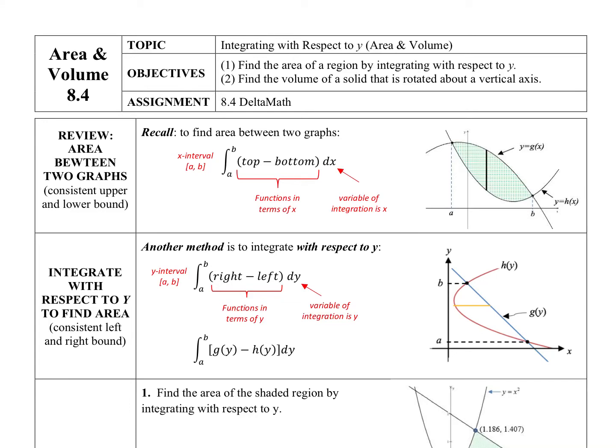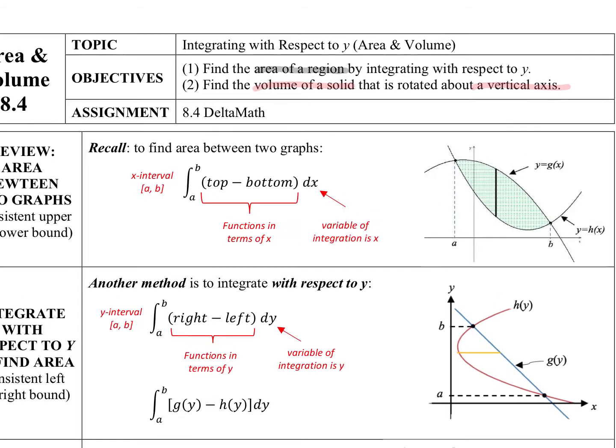In this section, we're going to learn how to integrate with respect to y, and what it's going to do is help us to find area of certain regions that would be hard doing it the way that we've learned. And we're also going to learn how to find volume of a solid that's rotated about a vertical axis, and that could either be the y-axis or any other vertical line.